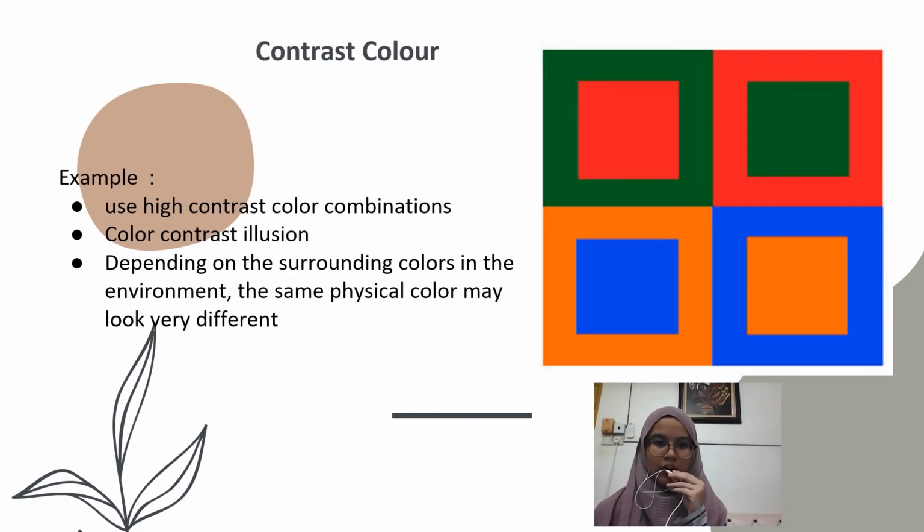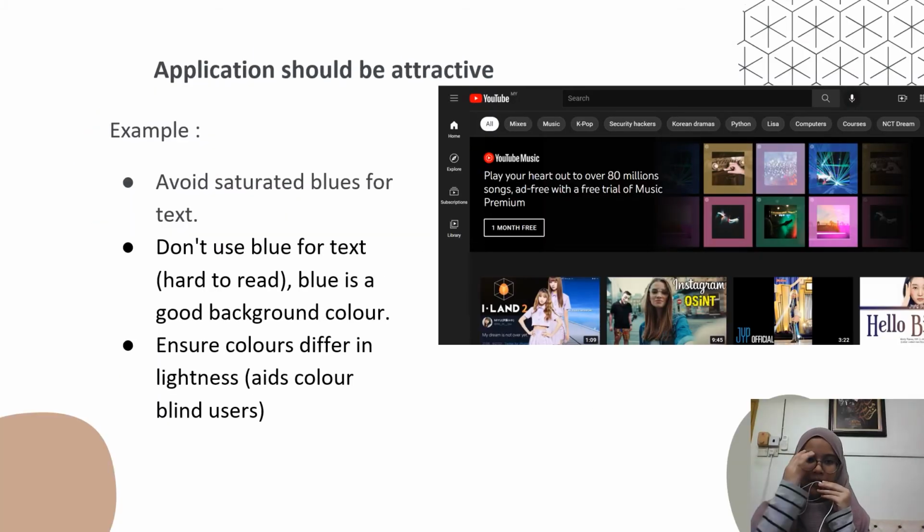For example, contrast color, use a high contrast color combination. There is also color contrast illusion, depending on the surrounding color in the environment, the same physical color may look very different. For example, the application should be attractive. Also avoid saturated blue for text, and don't use blue for text because it is hard to read. Blue is a good background color.